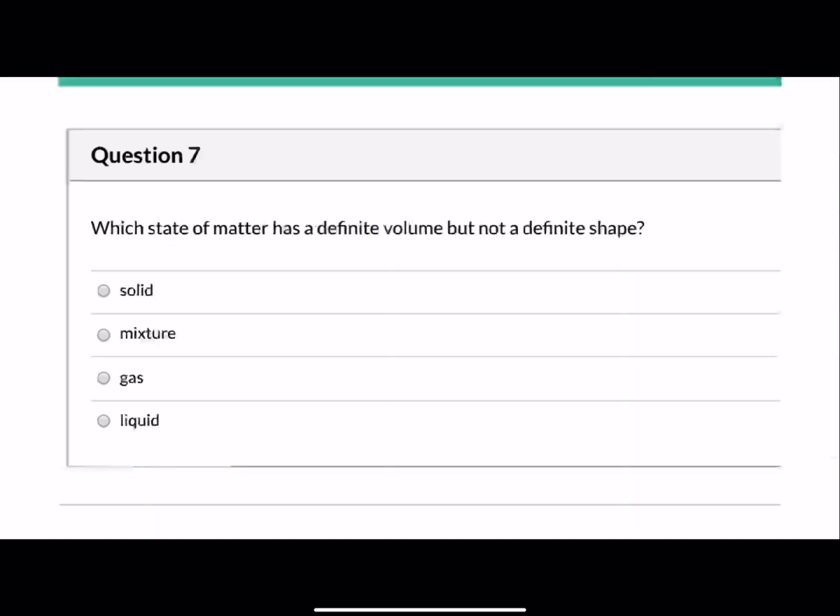This is sort of a conceptual question. It says, which state of matter has a definite volume but not a definite shape? So this is something that we covered in class. So if you think about a liquid, even if you just think about something like water in a water bottle, it definitely has a volume. So let's say you had 100 milliliters of water in a bottle, but it doesn't matter what vessel you put that in, the water is always going to take on the shape of that vessel. So a liquid has a definite volume but does not have a definite shape.